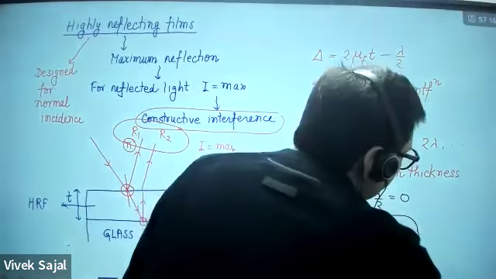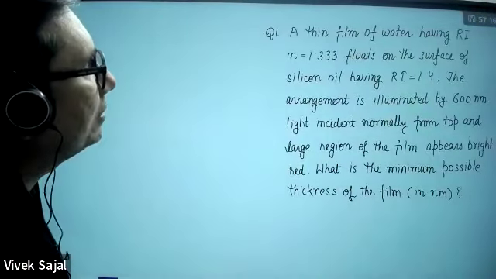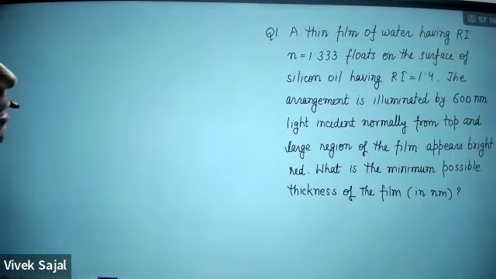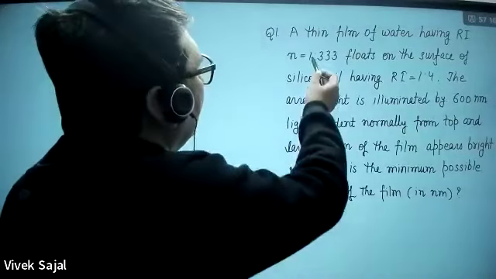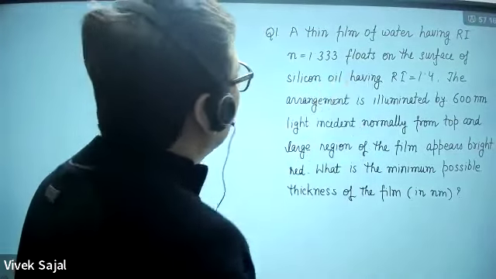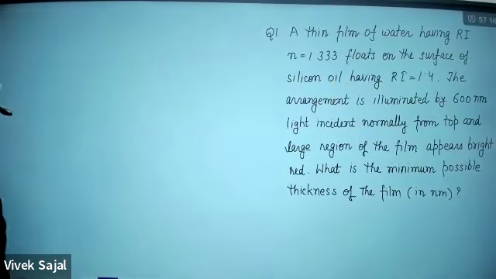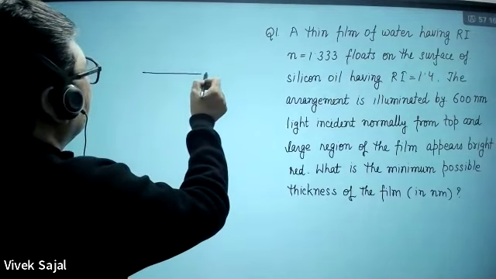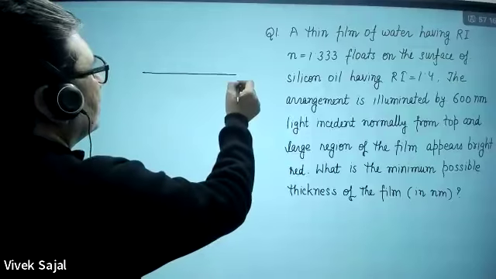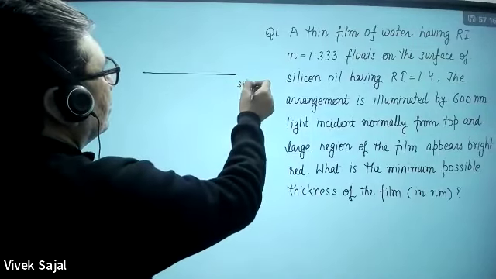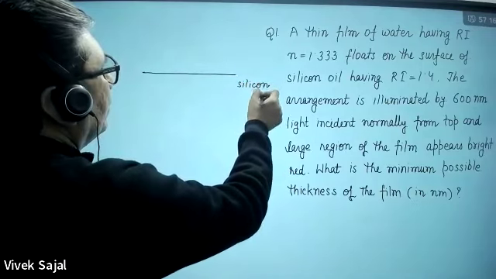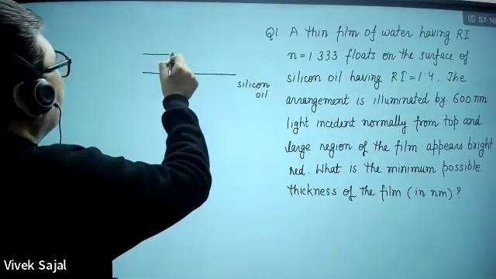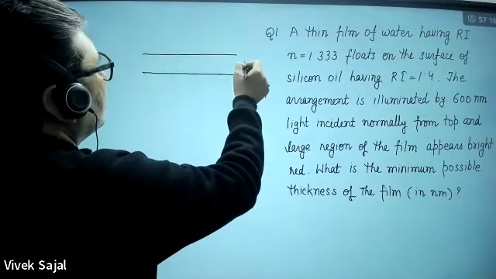Next, this is question number 1 related to thin film. A thin film of water having refractive index n equal to 1.333 floats on the surface of silicon oil, whose refractive index is 1.4. So here this is silicon oil. Okay, this is silicon oil. Over it there is a film. There is a water film here.